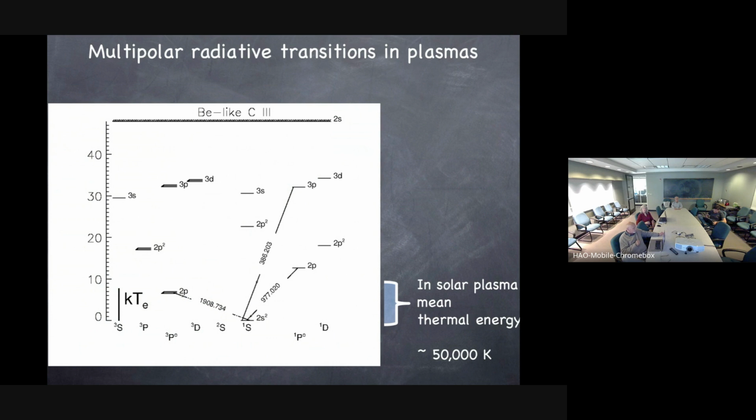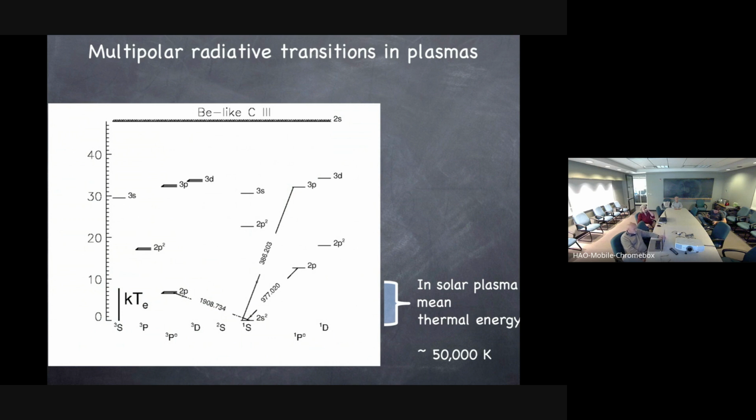Here is an example of an abundant element, carbon, which is abundant both on the Earth and on the Sun. It's about 10 to the minus 3.5 of the abundance of hydrogen, so there's quite a bit of it around. This is a picture of the quantum states of some of the levels of an ion of carbon that has had 2 electrons removed, so it looks like a beryllium atom.